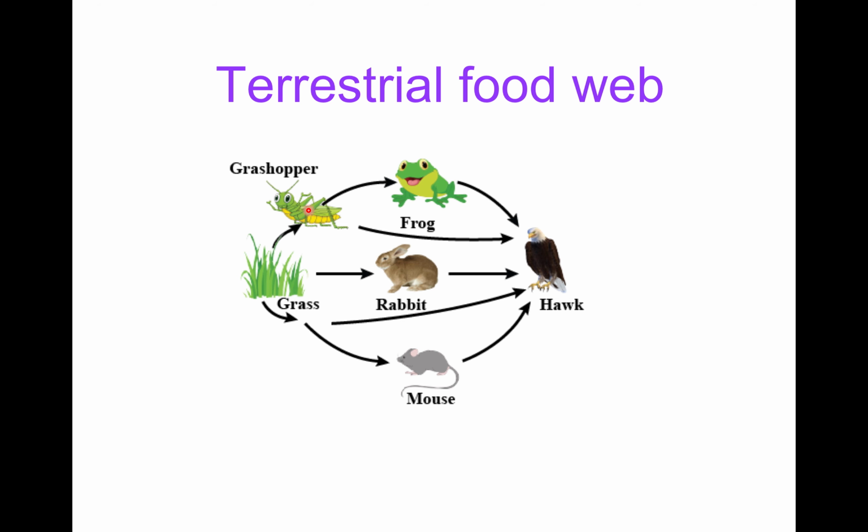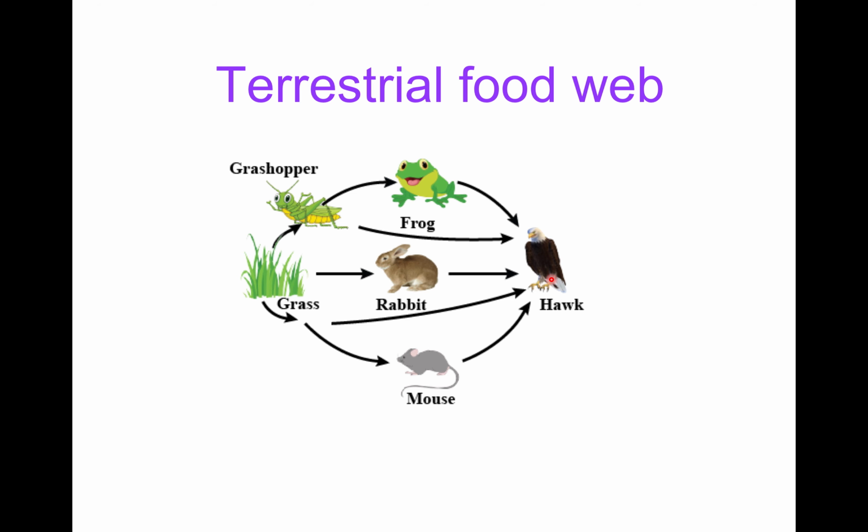Then, grasshopper can be eaten by frog or rabbit. The mouse can be eaten by hawk. Rabbit can be eaten by hawk. Frog can be eaten by hawk. So see, there is the interlocking of food chains.